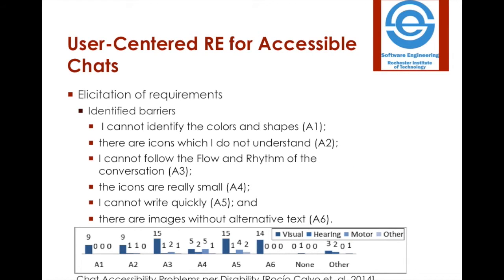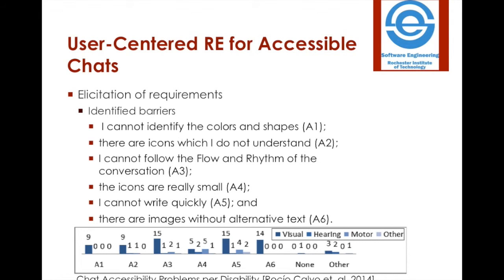Users were asked about the main problems they face when they interact with chat programs. They could select barriers from the list provided in the questionnaire or specify other accessibility barriers that they found. These barriers were: I cannot identify the colors and shapes, there are icons which I do not understand, I cannot follow the flow and rhythm of the conversation, the icons are really small, I cannot write quickly, and there are images without alternative text. The answers to these questions are shown in this figure.